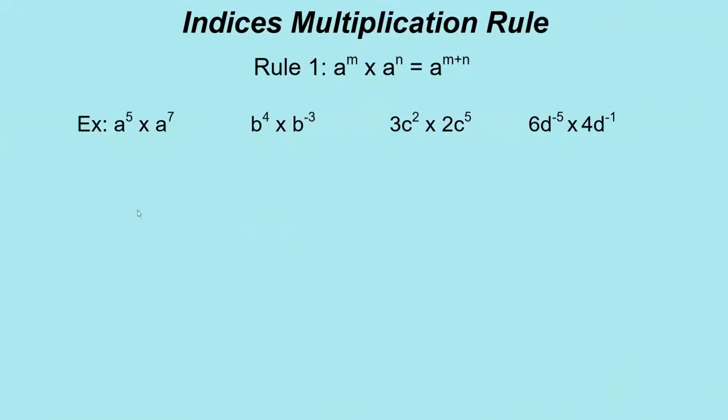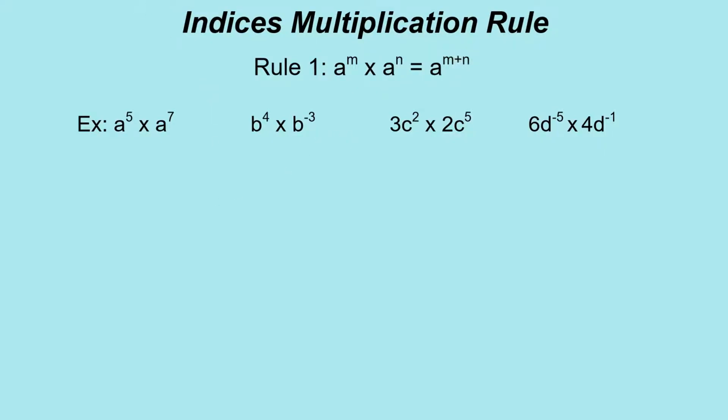Today we're going to look at the first rule of indices, which is the multiplication rule. So, the basic rule of indices is that your base, which is the letter a here, has to be the same. We can look at this first rule: a to the power m times a to the power n equals a to the power m plus n. So what essentially you're doing when you multiply these indices is adding the powers.